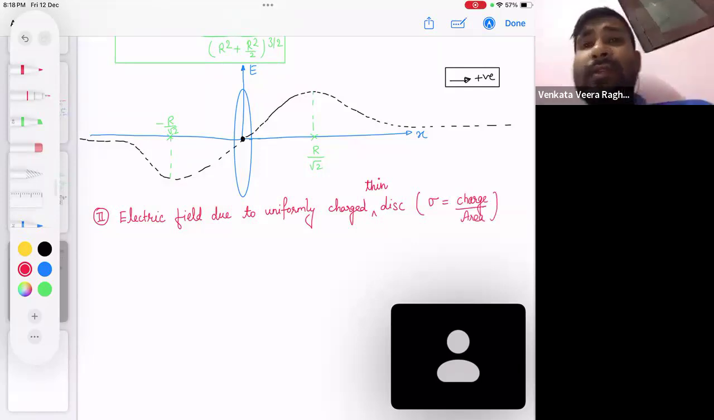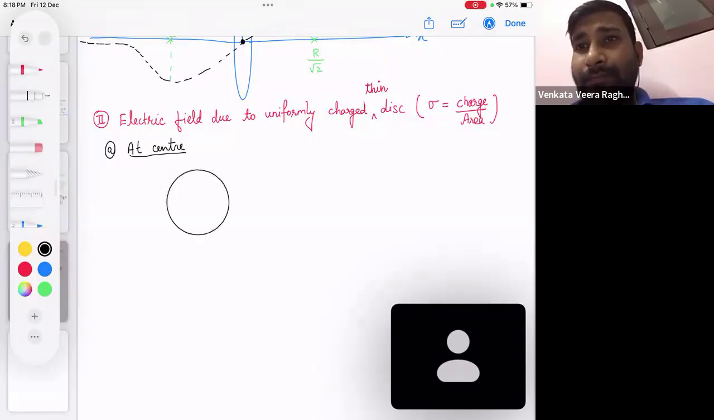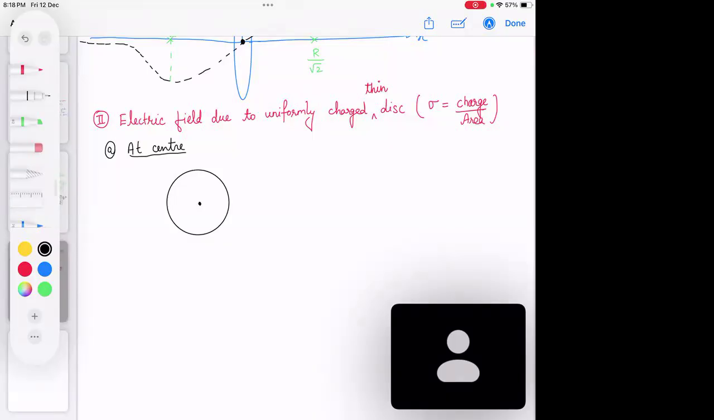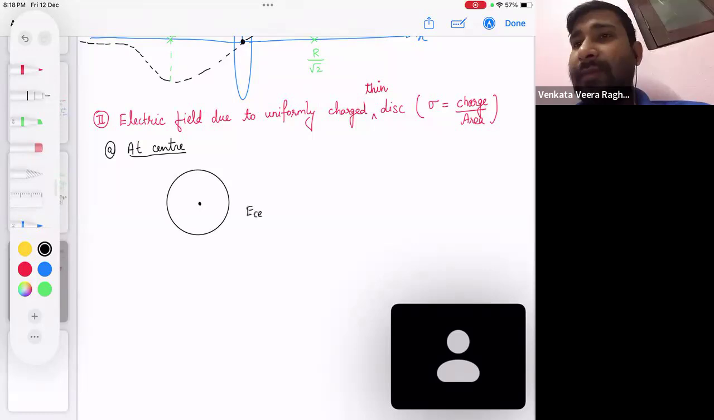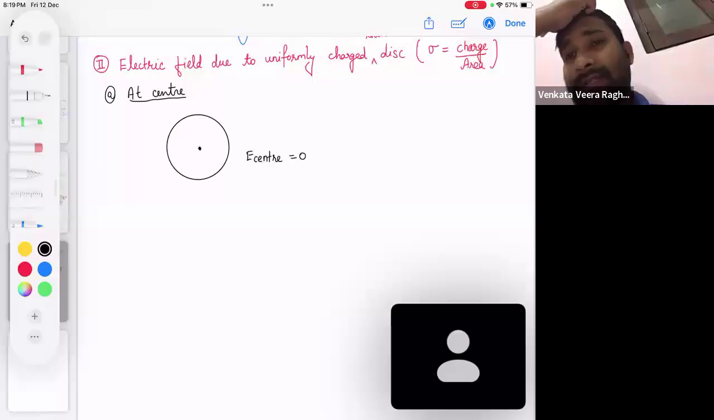Right? So now let's calculate again. What are the two points we are going to calculate at? The first point is going to be at the center. So at the center, can you tell me how much the field will be? The electric field at the center will be zero. Yes, at the center it will be zero. Why? Because all the field will be cancelled out, na?